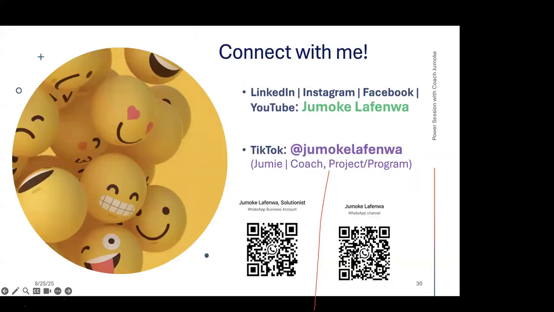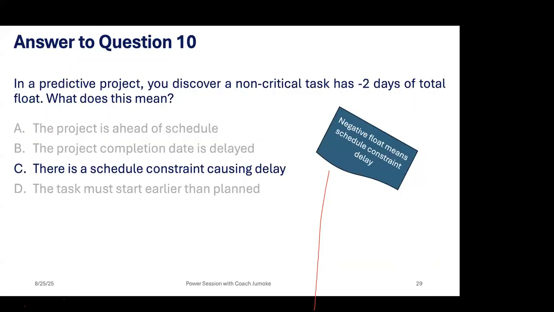Please, Ma, can you explain number 10? When you say -2, I was thinking that would mean you don't have delay, but you are maybe ahead of schedule or something like that. And then the question also says non-critical task. So I'm a little confused.